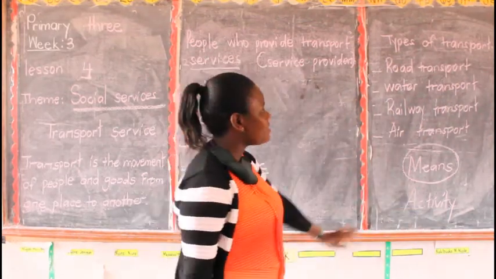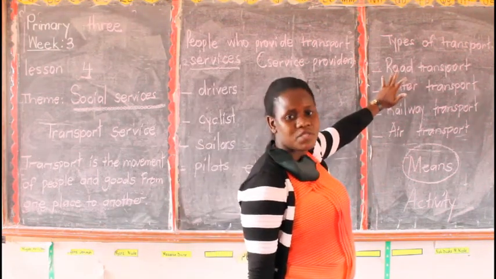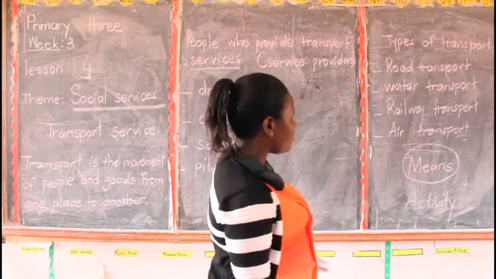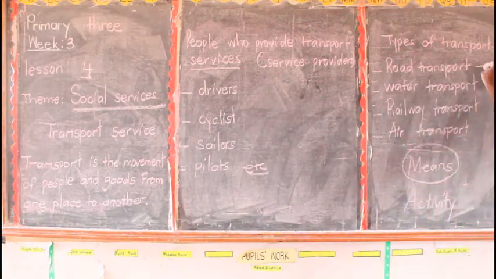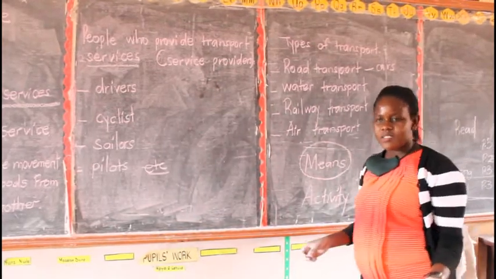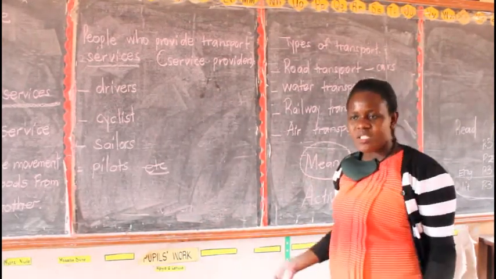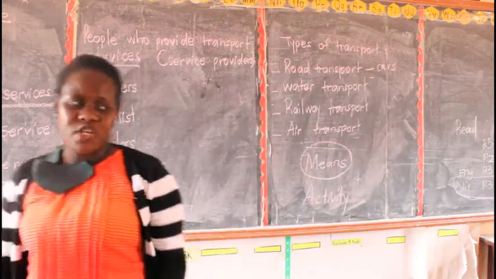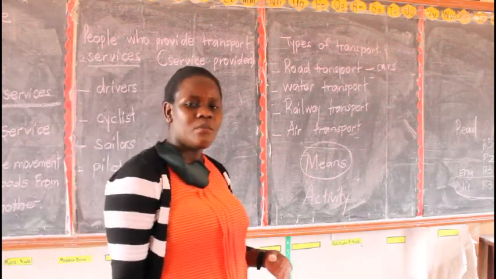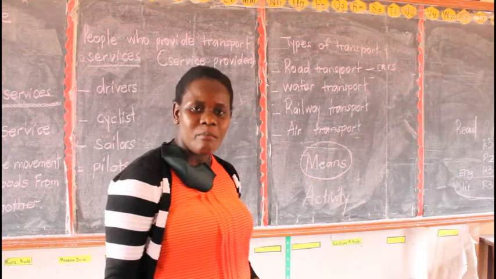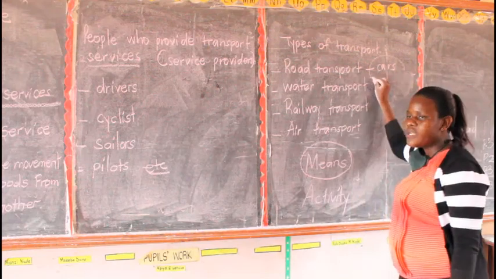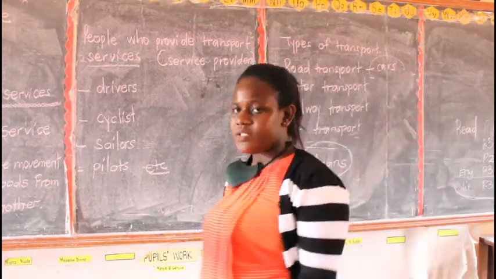Under means, they'll say, list down the means for road transport. They want you to give the things people use on the roads. Those are the means of road transport. You talk of cars, bicycles, motorcycles, taxis, buses, lorries. All those move on the road. They are the so-called means of road transport.